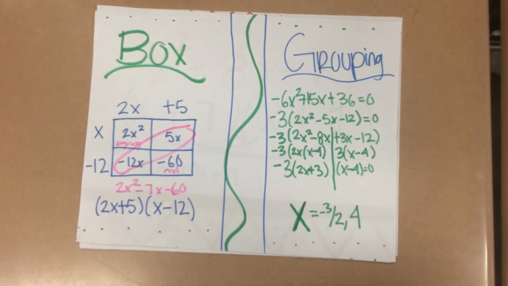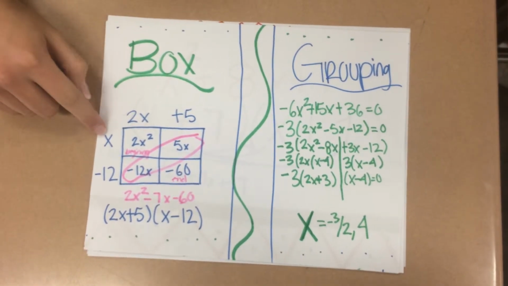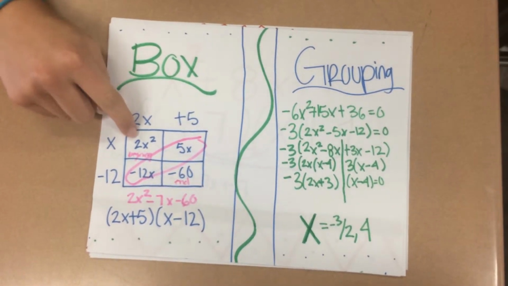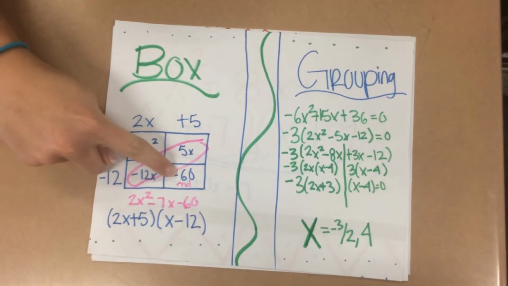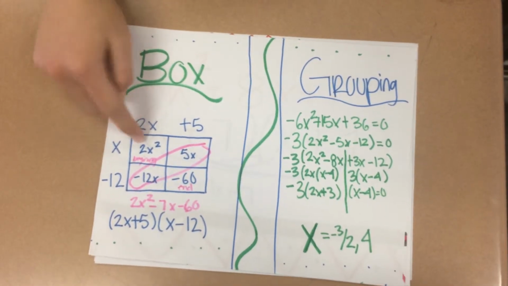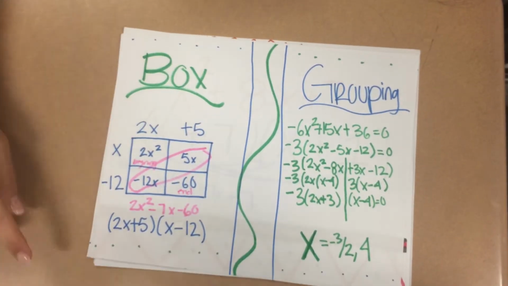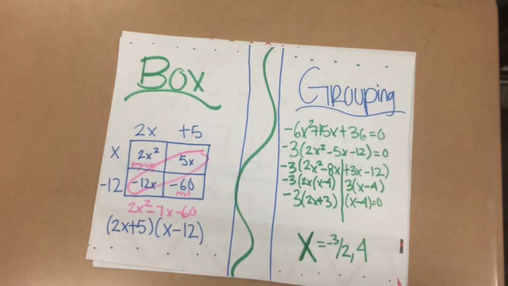You put these 2 parentheses on each side, you multiply it down to make 2x squared, 5x, negative 12x, and negative 60. You put 2x squared at the beginning, you add the 5x and negative 12x, and then negative 60 goes at the end to make your final equation.